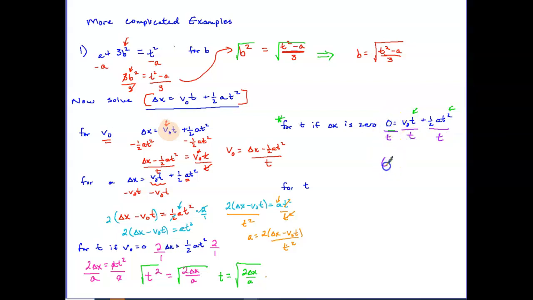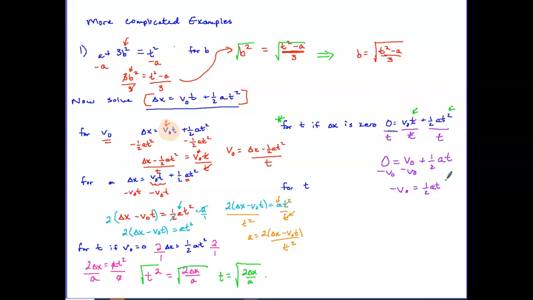0 over t is 0. v0t over t is v0. And 1/2 at squared over t is 1/2 at. Now that's a linear equation. To solve that for t is really simple. Let me do it quickly. I'm going to subtract v0 from both sides. I get negative v0 equals 1/2 at.